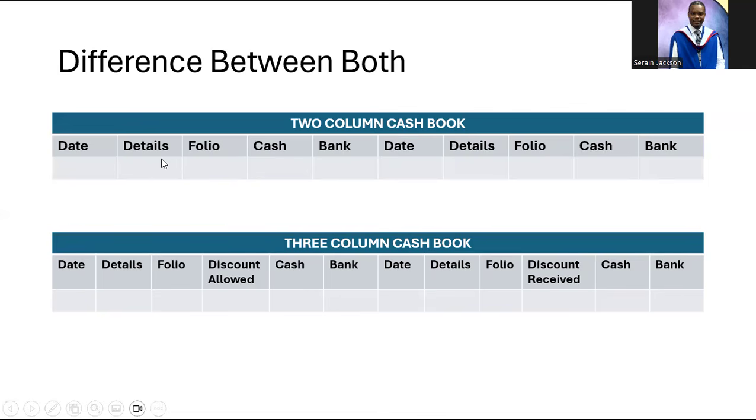Now if you look at the 2-column cash book, you have the date column for the date, the details column for the details of the transaction, the folio column to show cross-reference, then you have the cash and the bank columns.